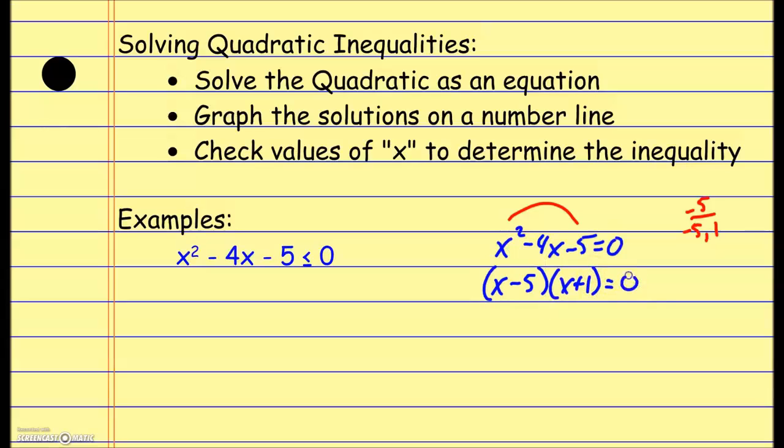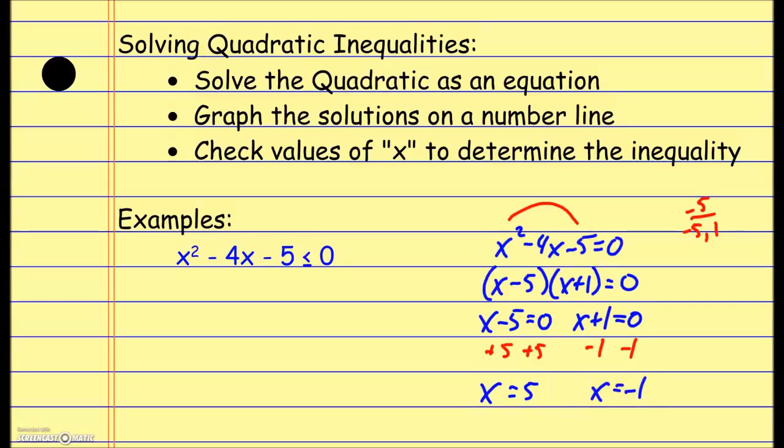And now I set each factor equal to 0, so x minus 5 equals 0 and x plus 1 equals 0. And I'm just going to solve each of these. So the first one, I add the 5 to each side, and that gives me x equals 5. The next one, I subtract the 1 from each side, and that gives me x equals, sorry, x equals a negative 1.